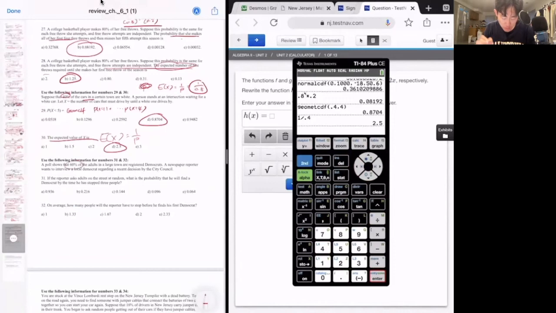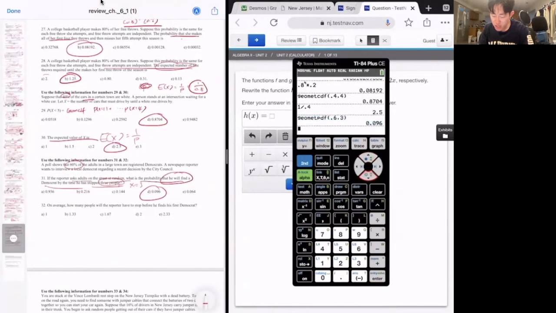This one, 60% of the adults in a large town are registered Democrats. A newspaper reporter wants to interview a local Democrat. If the reporter asks adults on the street at random, what is the probability that he will find a Democrat by the time he has stopped 3 people? Which means I will do geometric CDF, 0.6, and then 3, and that's the correct answer, which is A. I guess I misread this. He will find a Democrat by the time he has stopped 3 people means until the third person, and then you have actually found a Democrat, whether that's 1, 2, or 3, it doesn't matter. The wording could have been a lot different for this one.